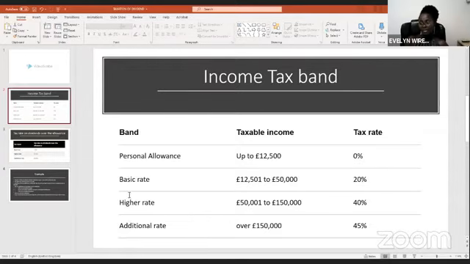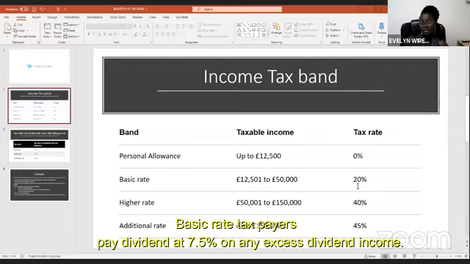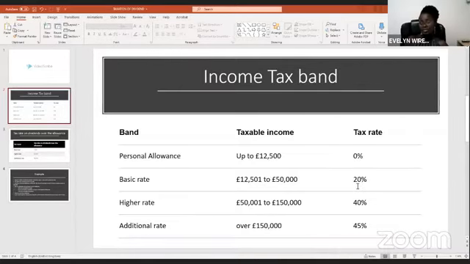However, you'll be within the basic rate if your income is from £12,501 to 50,000. So in that case, you are within a 20% tax rate band. And because you are within the 20%, if you have dividend income above the £2,000 dividend allowance, then any excess will be taxed at 20%. We'll go through an example. So let me just go through the discussion first, then an example.